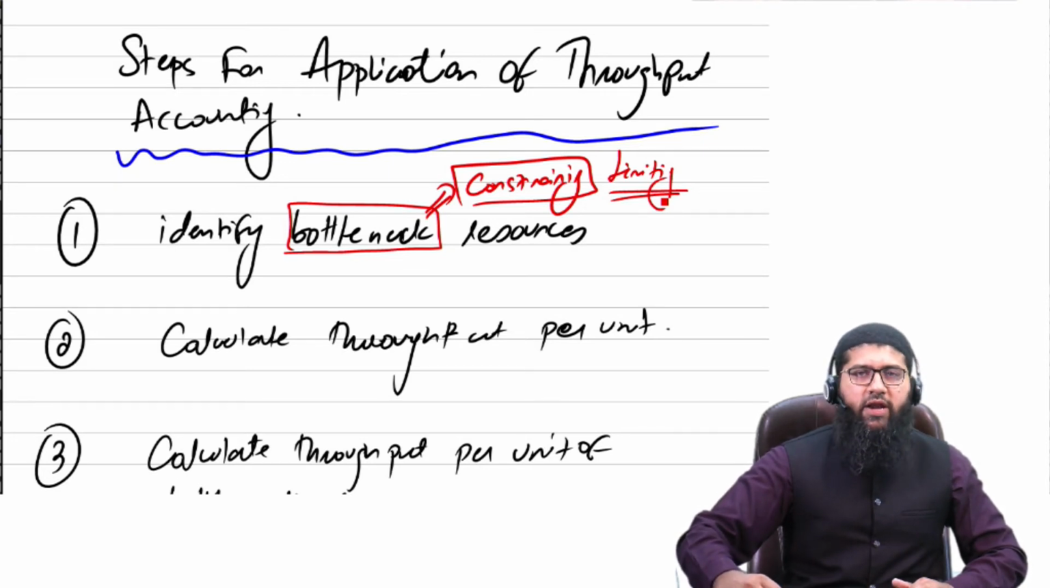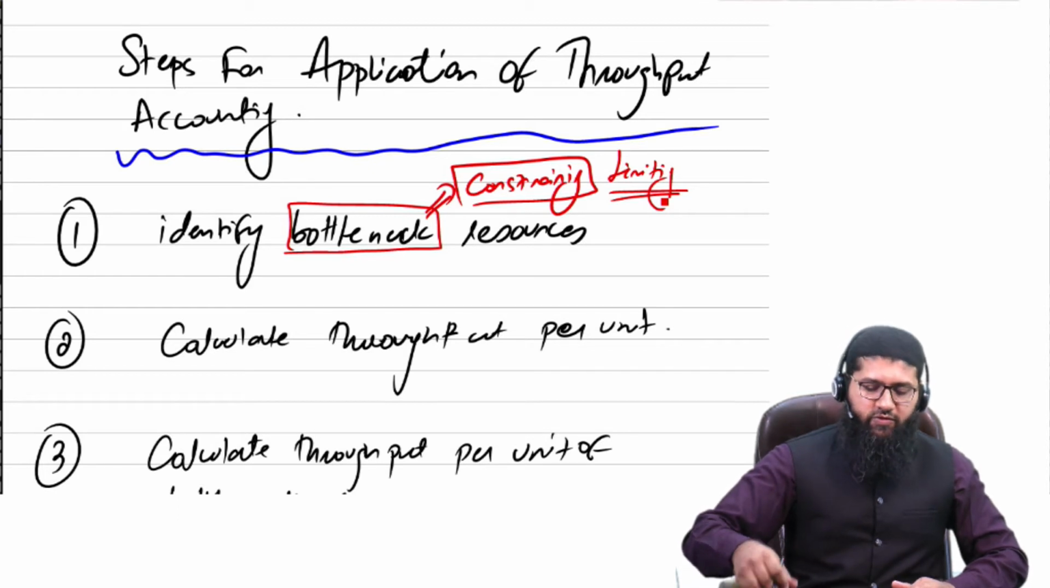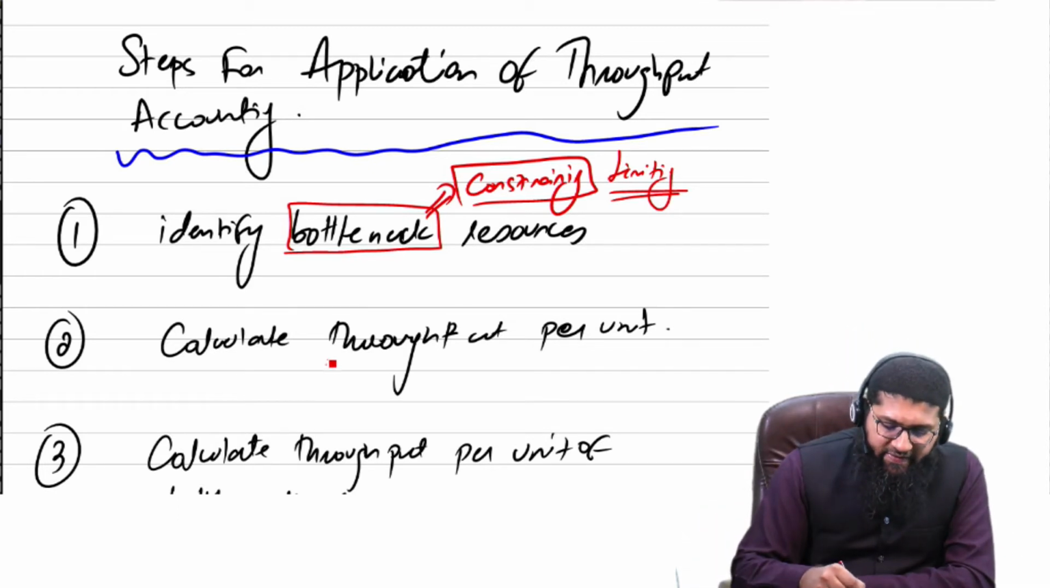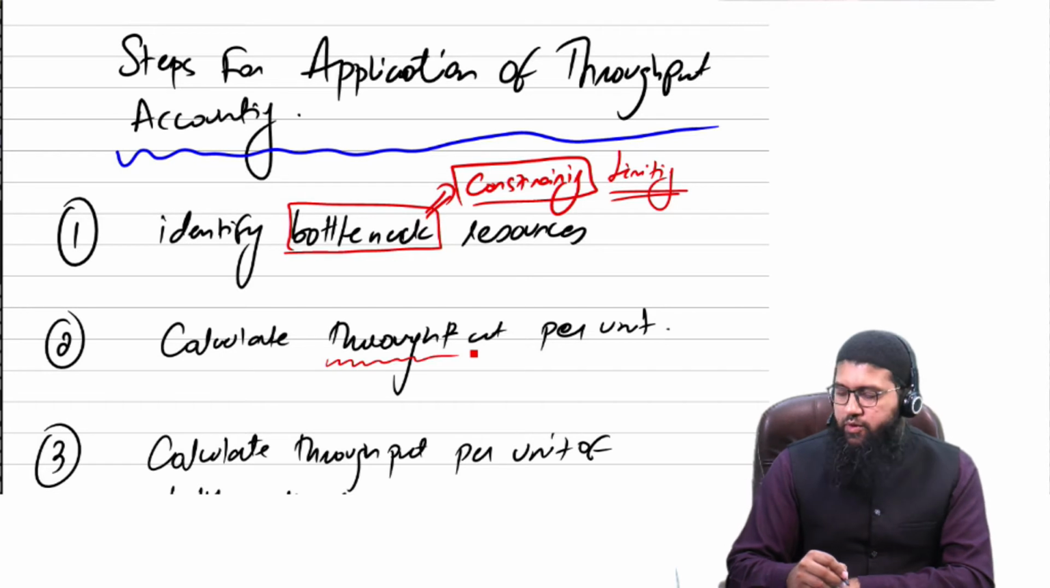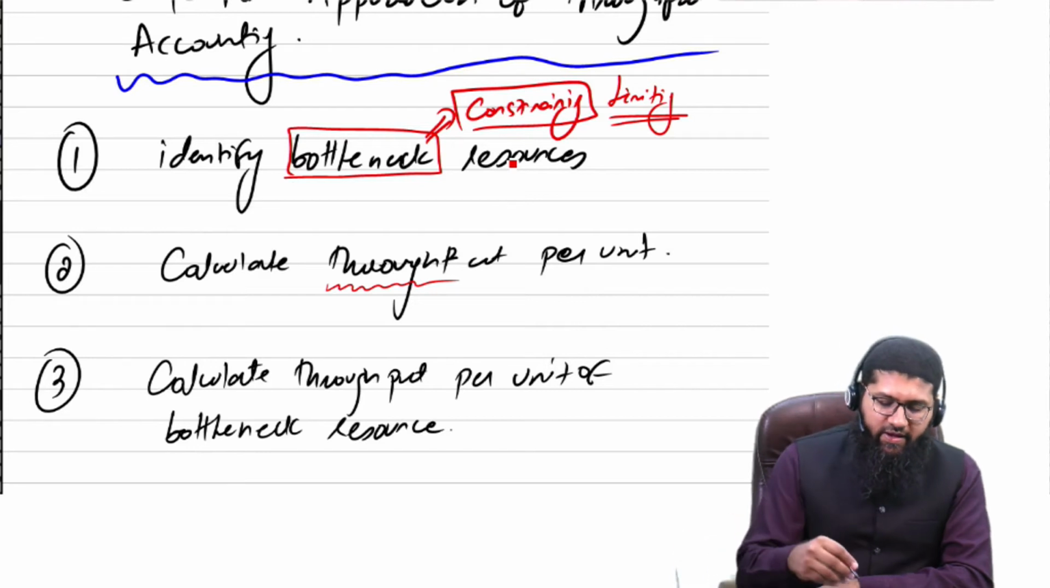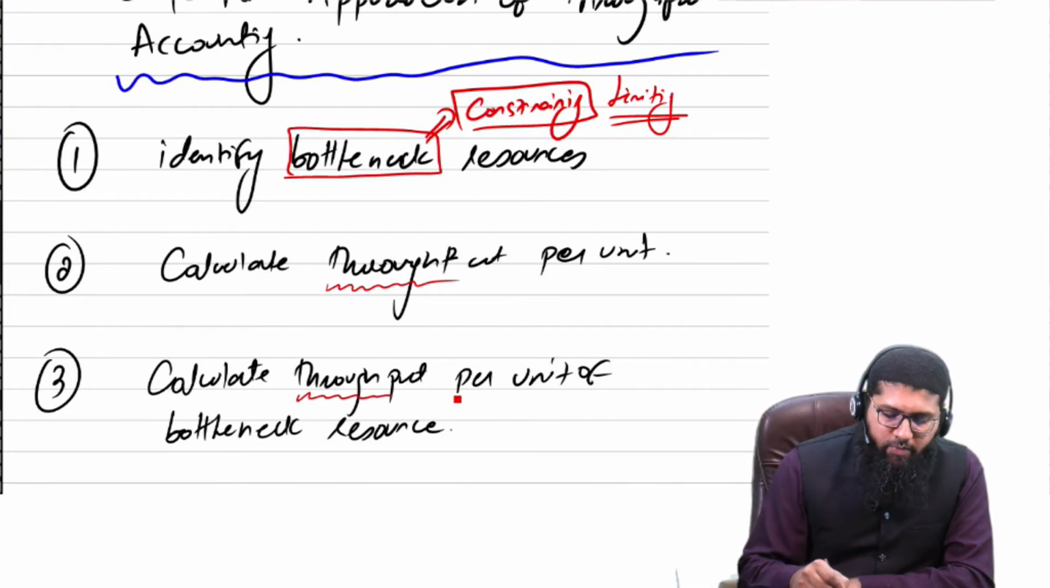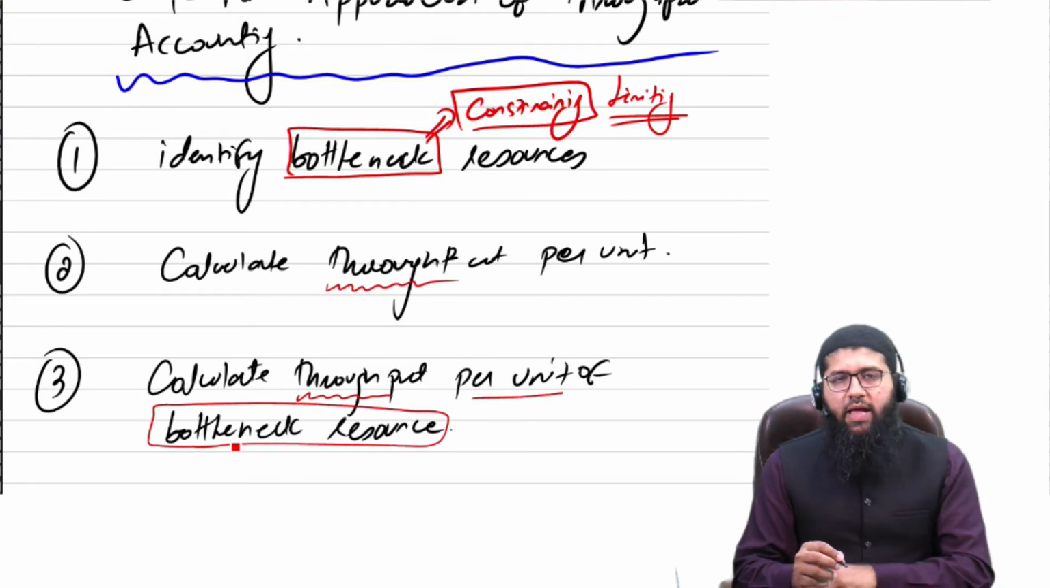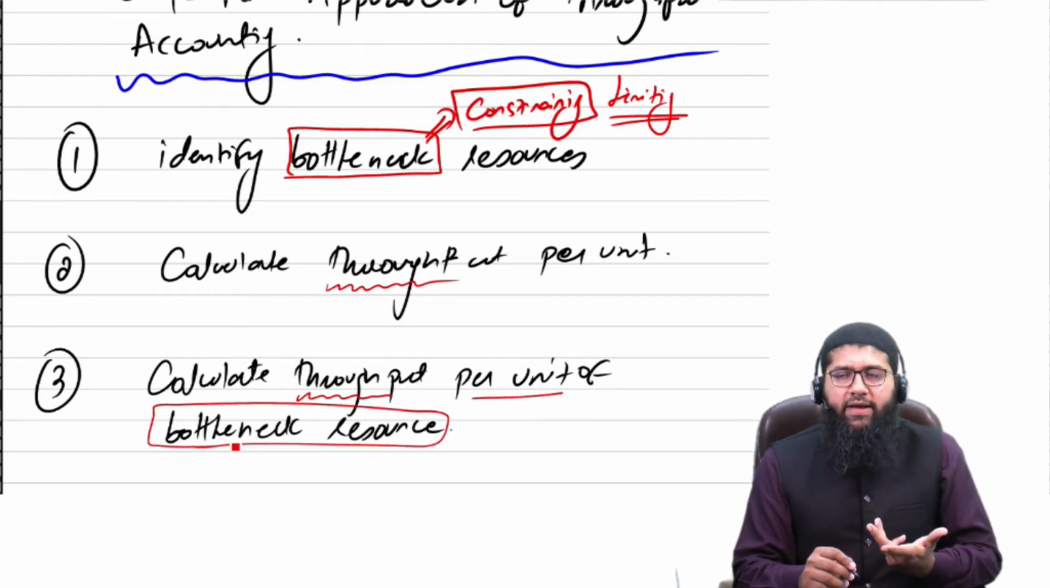I repeat, you could also call it a limiting resource. The second thing is that you got to calculate the throughput per unit. The third thing is that you calculate throughput per unit of bottleneck resource.